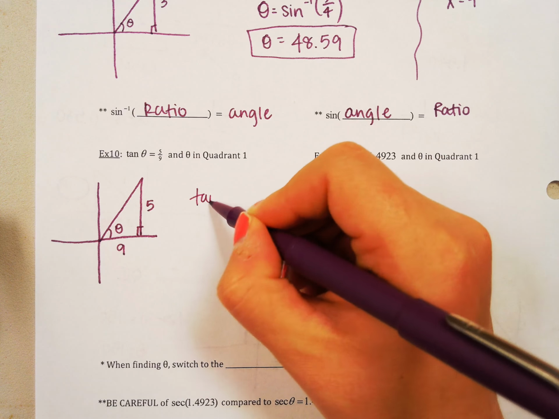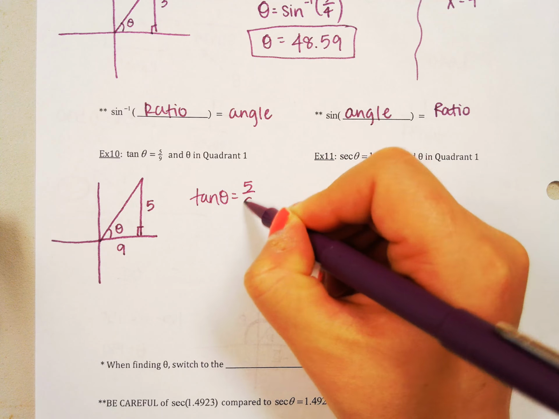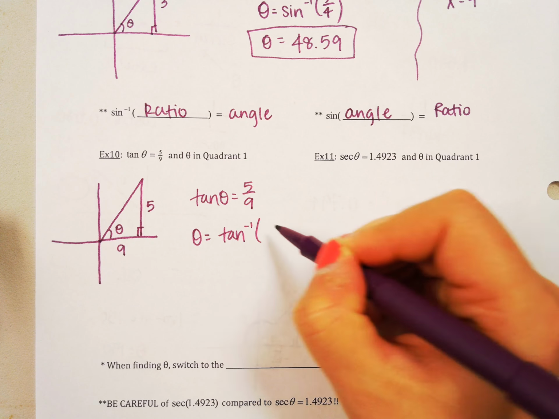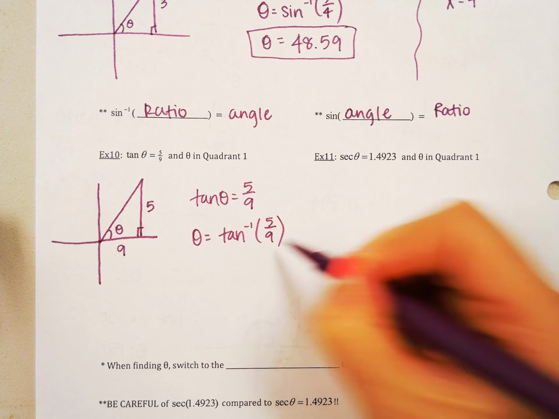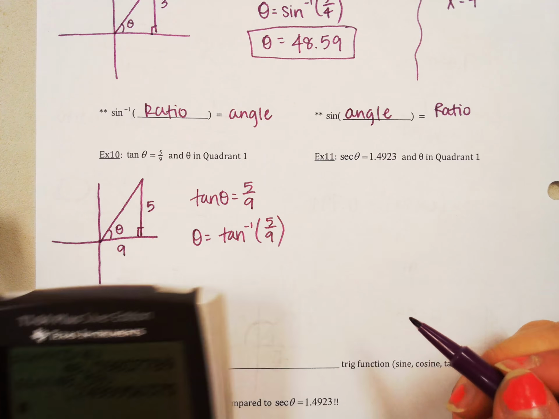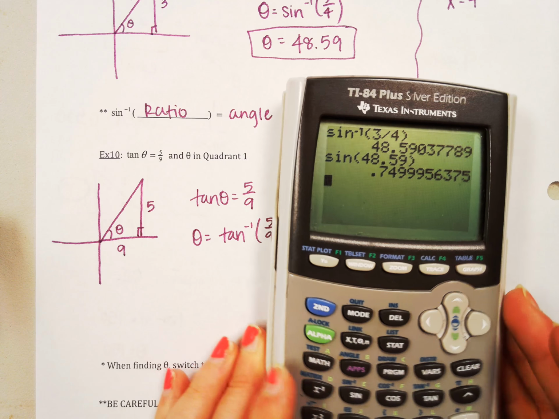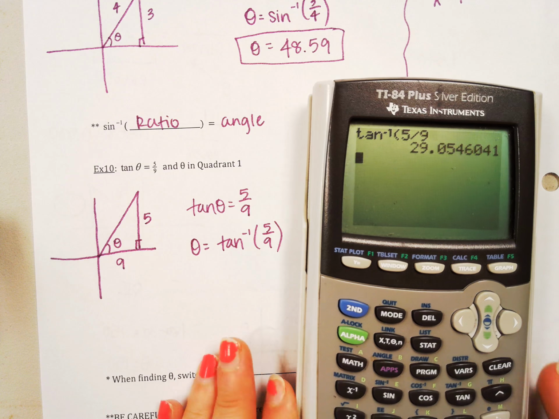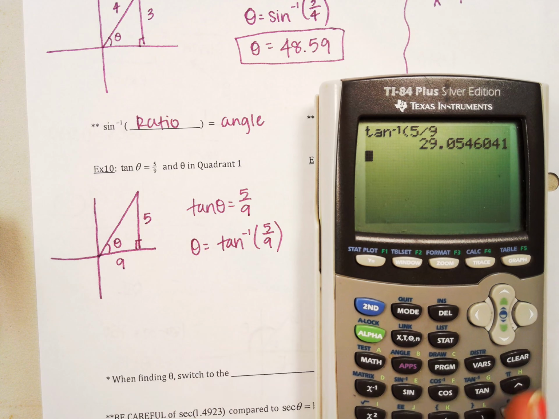So to come up with theta, we have to take the inverse of both sides. When we take the inverse, the tangent and the tan inverse will cancel out. I'm just going to write it in one step, but you can show the step that we did above. And if I take tan inverse of 5 over 9, I get a theta value of 29.05.